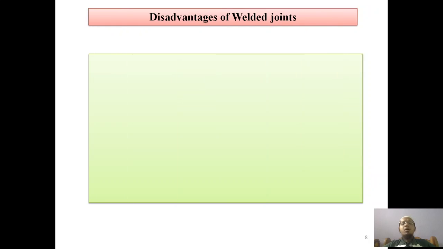So apart from all these advantages, these welded joints also have some drawbacks and disadvantages. Now what are those? Can anybody answer it? Yes, you can answer. You can see these disadvantages or drawbacks in day-to-day life. Yes, it is expensive. Very good. It requires high skilled labors. Let's discuss one by one.